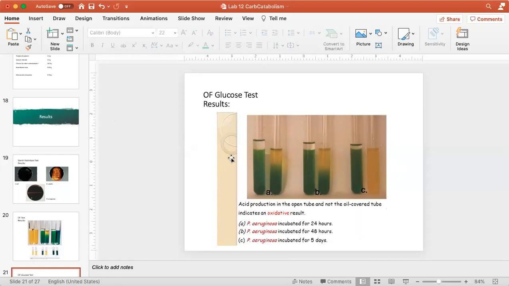These have Pseudomonas in them. This one incubated for 24 hours. This one incubated for 48 hours. This one incubated for 5 days. It took 5 days for that tube to turn yellow all the way. It's only because Pseudomonas doesn't grow well in OF. It'll grow, but it doesn't grow quickly. So you just have to know that about that organism.